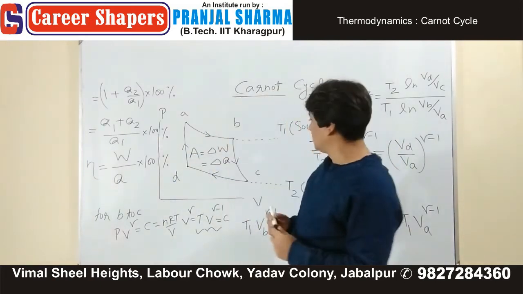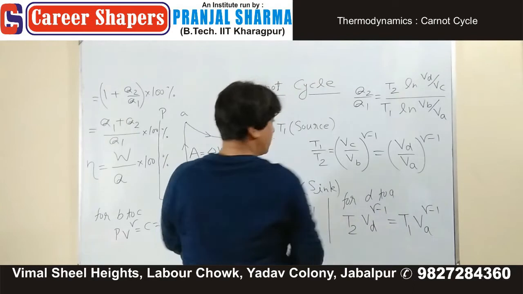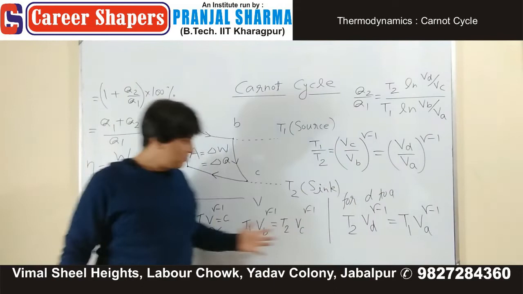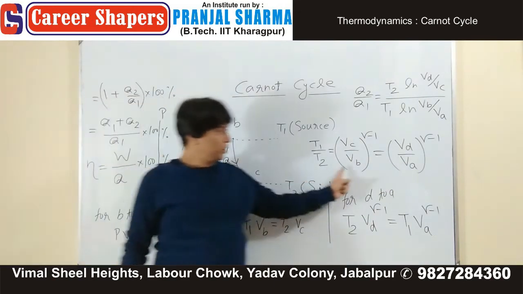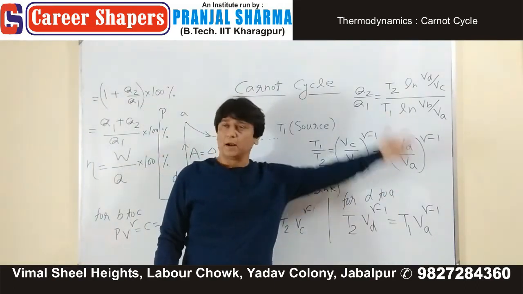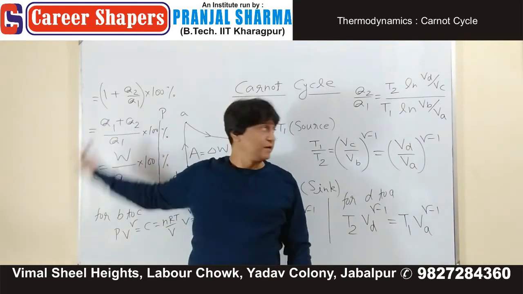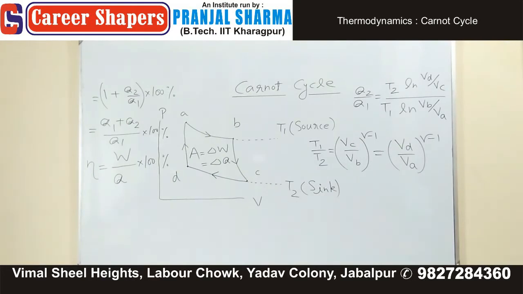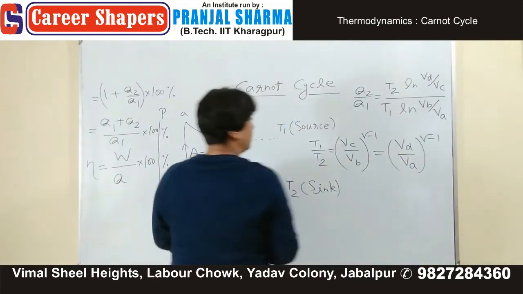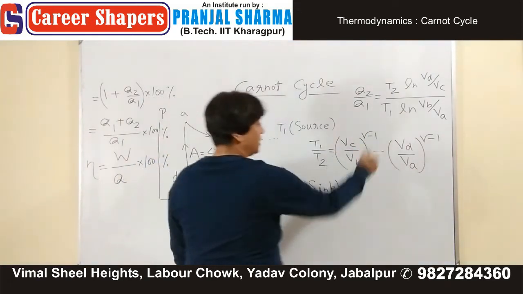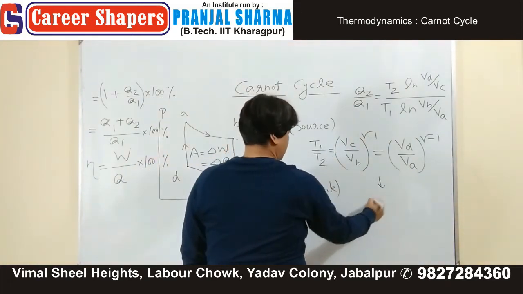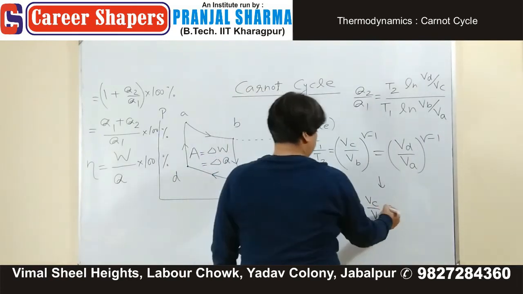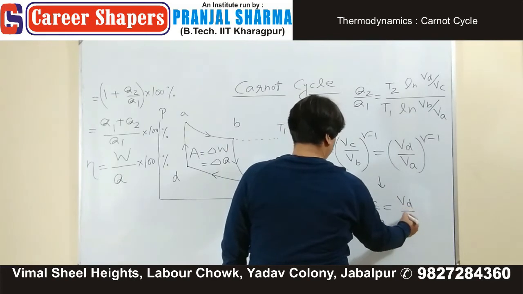So we have found an interesting result. Do one thing, go down this everything fast, and then we'll use this information over here and ultimately in terms of efficiency. So this tells us that VC upon VB is equal to VD upon VA.